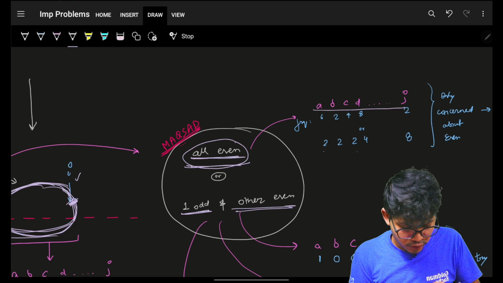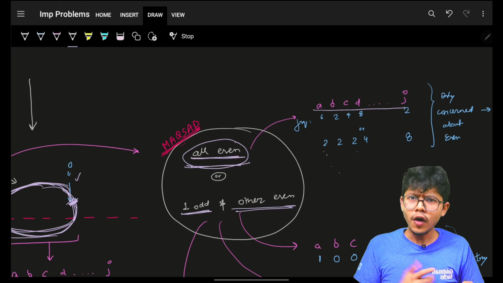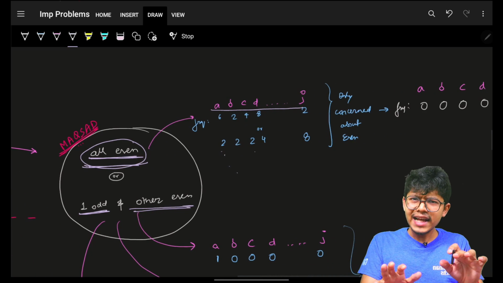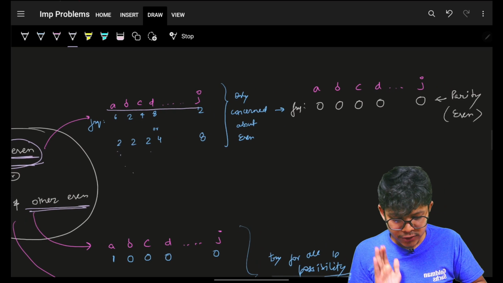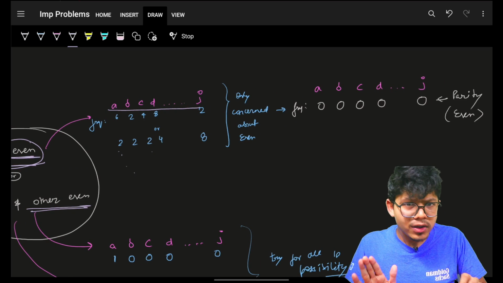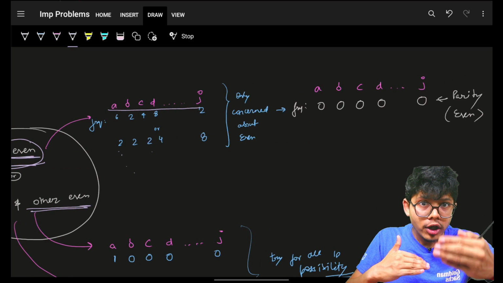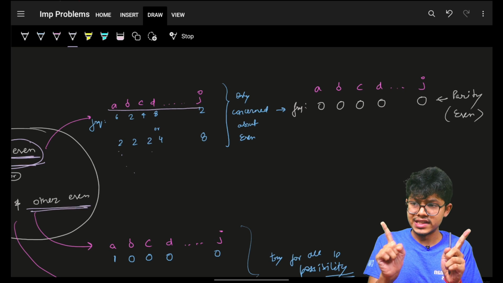So I realized I can have multiple such variations of even frequencies. So rather, let's use a parity. I know that I am only concerned about odd or even frequencies, so I have just two options, either 0 or 1.